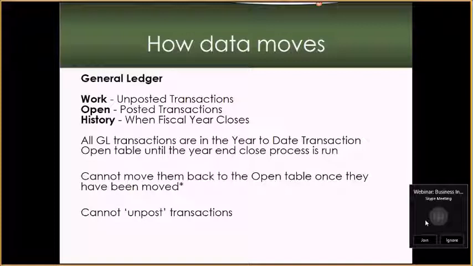Some notes with the general ledger: all GL transactions are in the year-to-date transaction open table until you close the year and run that year-end close process. You can't move transactions back to open once they've been moved. Now, I do have an asterisk after that because we do have the ability to essentially reverse that year-end close process, but we would definitely want to have some discussion with that before users go in and try and do that on their own. The key there, for anybody who's heard me speak before, please make sure you're making backups before you go in if you're doing something like that on your own.